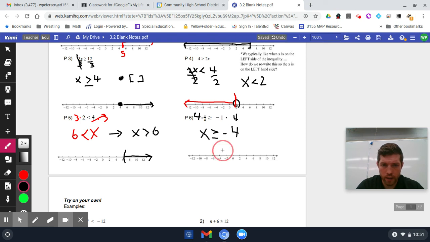This time we have a bracket. Again, we want x to be the larger number, or we can see, hey, it's telling me it's pointing this way. It's showing you which way to go. So we're going to go this way.